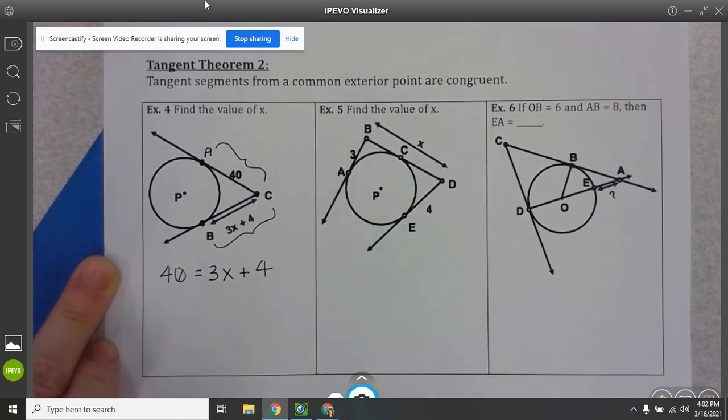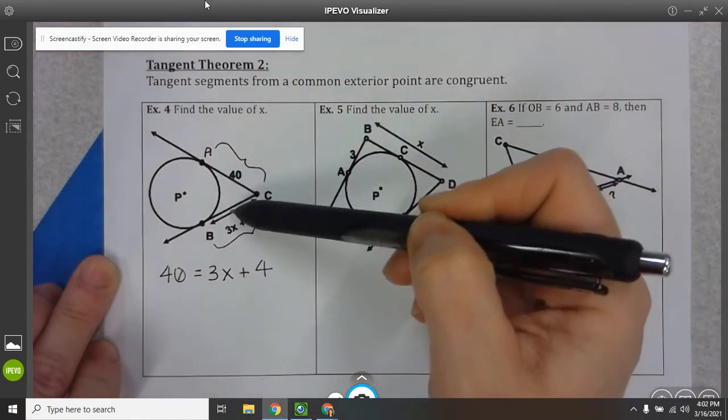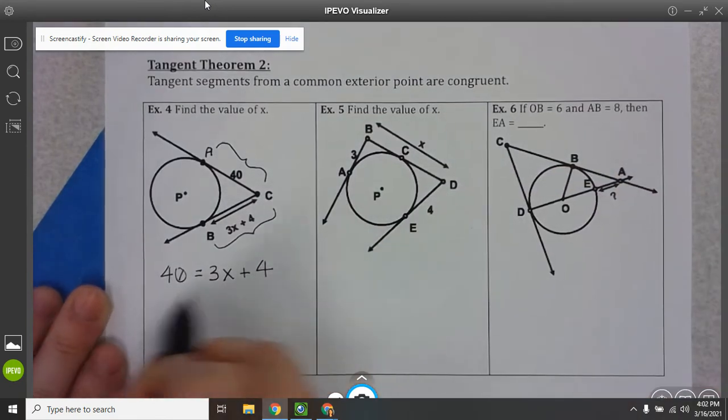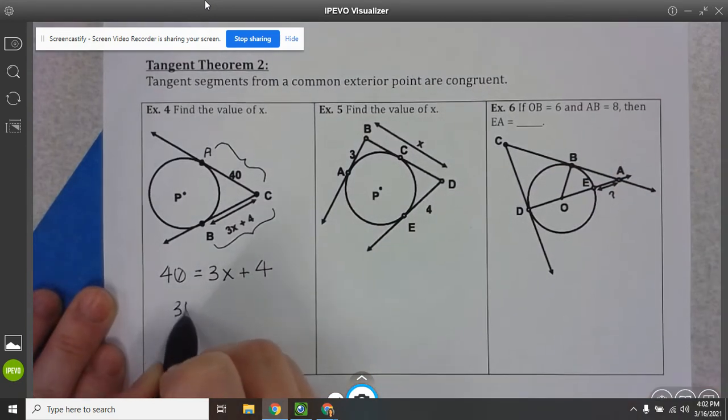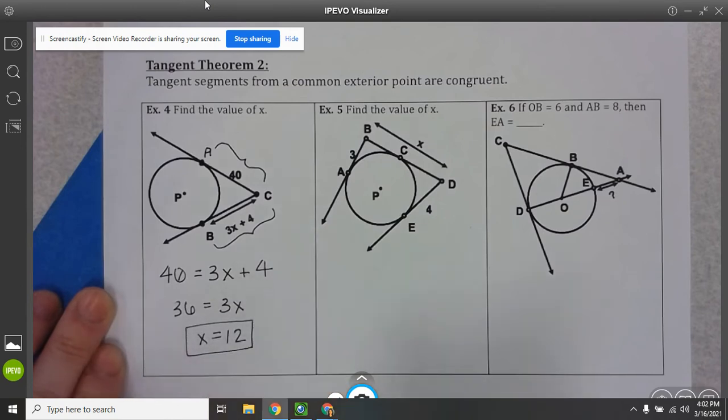The hardest part about these is making sure that you remember and understand what piece of the puzzle you're trying to use. So in this case, our puzzle piece is that these two things on the outside are equal. So subtracting 4 gives me that 36 is equal to 3x. Dividing by 3 tells me that x is 12.